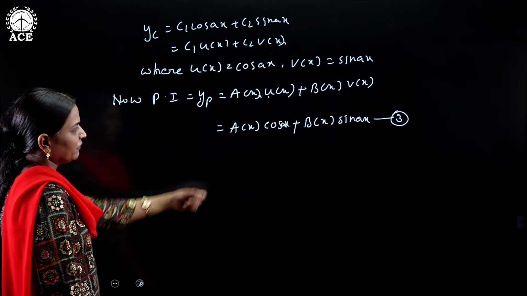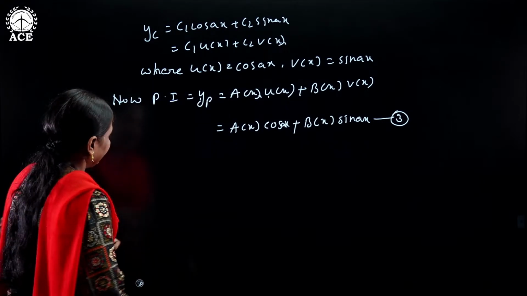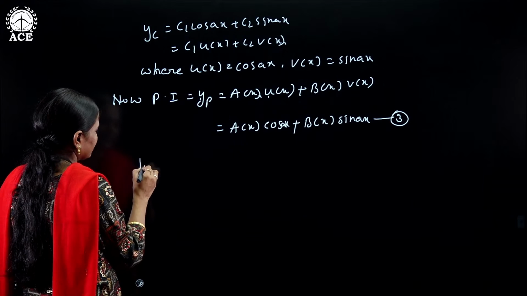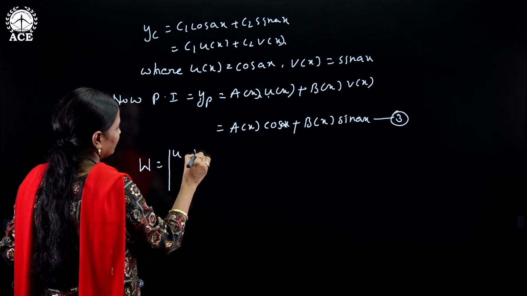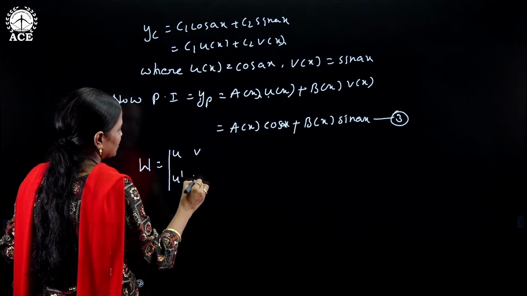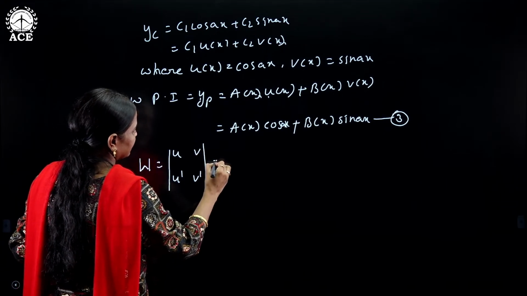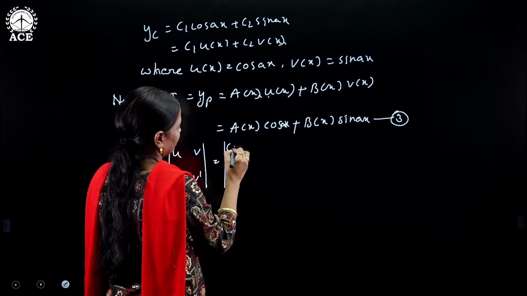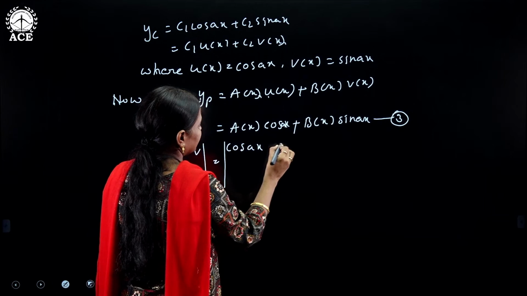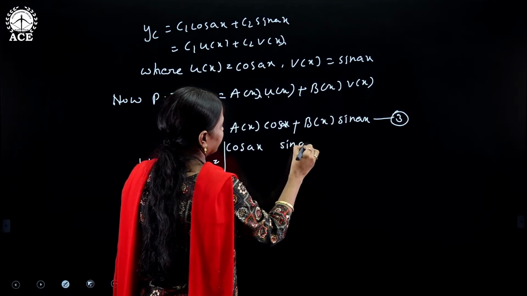Next, before going to find A and B, next to find the Wronskian. So what is the Wronskian? Wronskian is the determinant of u, v, u dash, v dash. So what is u? u is equal to cos ax. v is equal to sin ax.